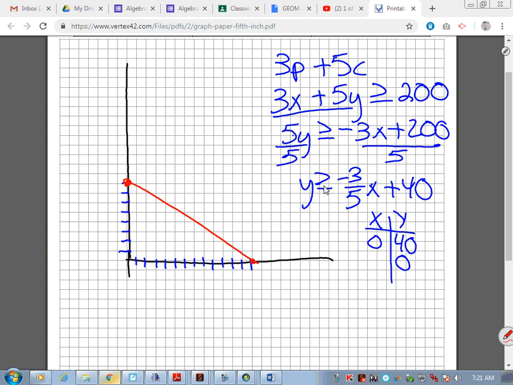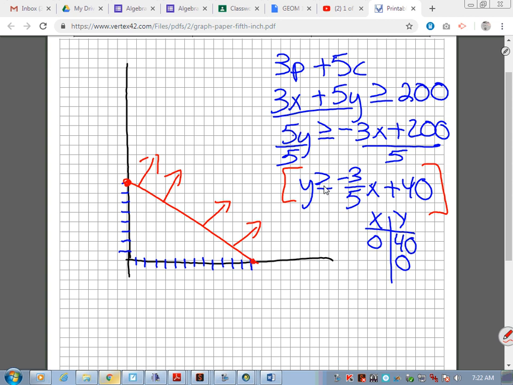And the next thing that we want to know is what side we're going to shade on. Do we want to include the 0, 0 or not? So let's see if 0 actually works. That would mean that 0 is greater than or equal to 40, and because it's not, and I'm using this formula right here, if I plug in 0 for y and 0 for x, is 0 greater than or equal to 40? It's not, so I'm going to end up shading this side of that line. So that would be the correct graph.